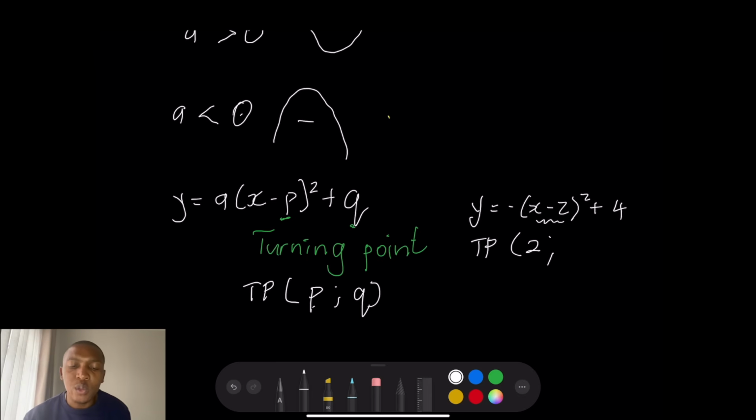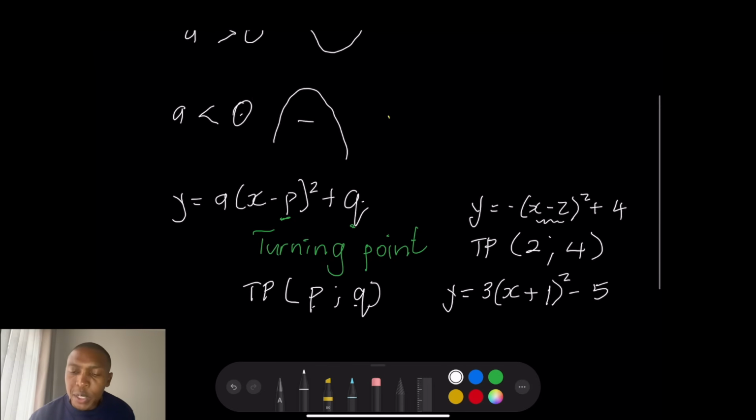And what's the y value? You see we had positive q there, and we also have positive q here. So q does not change sign. So it would be 2 and 4. Let me emphasize that again. Suppose we've got y equals 3 into x plus 1 squared. Now let's change it a little bit, let's say minus 5. In that case, what would be your turning point?